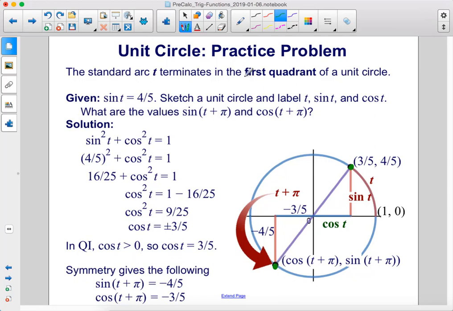We can narrow it down because we see that it terminates in the first quadrant, which means we're looking for points over here, not over here. So that means that we're going with the positive cosine option, because the cosine here would be negative 3 over 5. And symmetry would show that you have another point over here that has sine of (t plus pi) equals negative 4 over 5, and cosine of (t plus pi) equals negative 3 over 5.